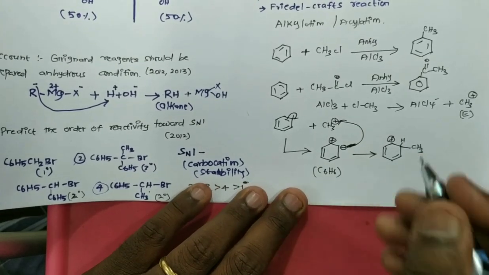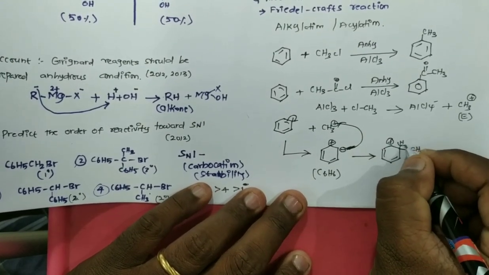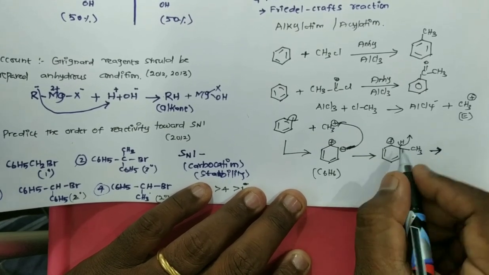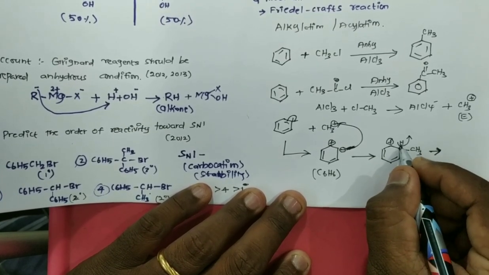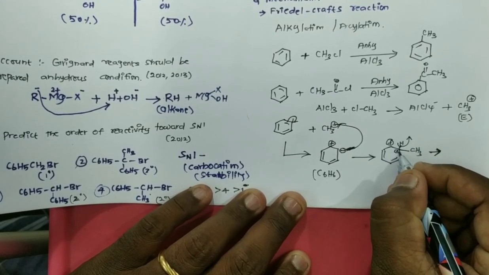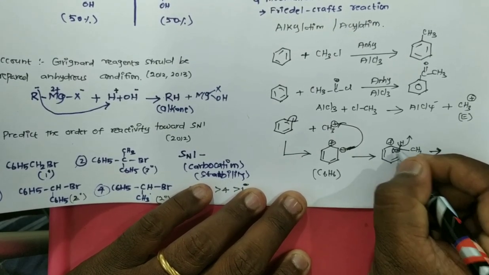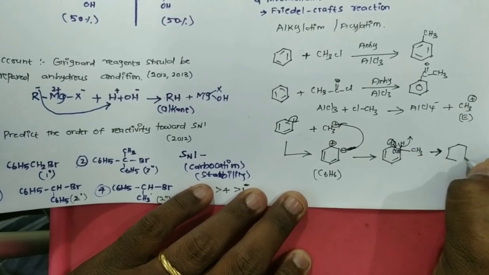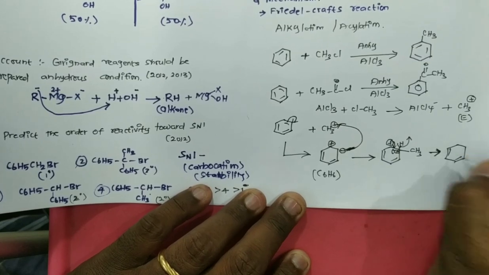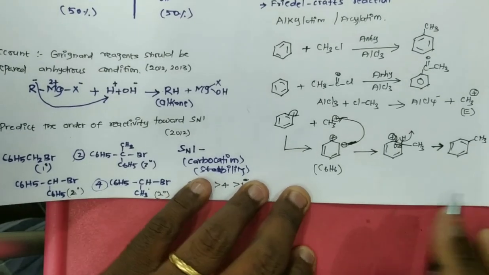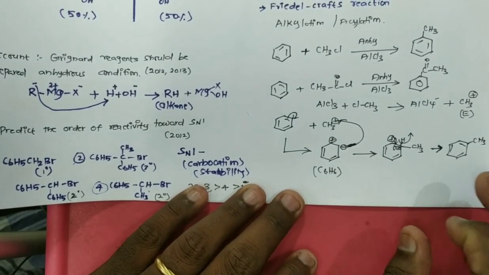Now this H plus wants to move to form a stable compound. If it leaves, this bond is getting broken, the H plus will move, and I will get a negative charge here. Now this negative charge and this positive charge will form a bond to maintain aromaticity. Now I will get a product like this, with CH3. So this is an alkylated product.